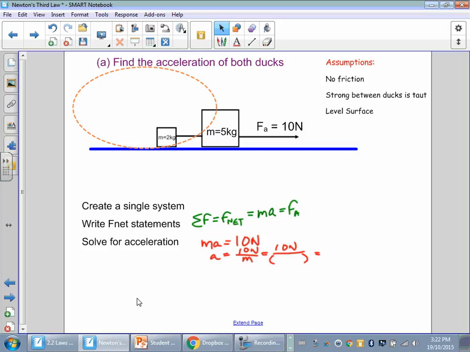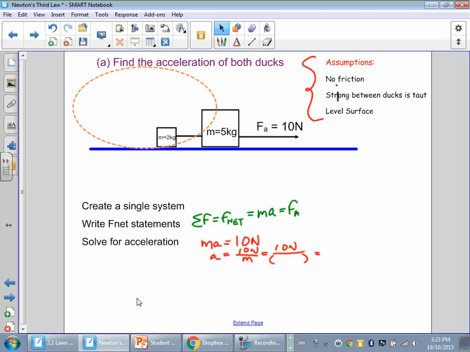There are a number of different ways you can do it, but I'm just going to focus on one of the ways today. Again, it's always a very good idea to list out your assumptions, and they're done at the top of the screen. So we're assuming there's no friction. We are building to a situation where there is friction, but for now we assume there's none. We also assume that the string between the ducks is taut, which means that there's no slackness in the string, and it's a level surface. So we have to assume these things.